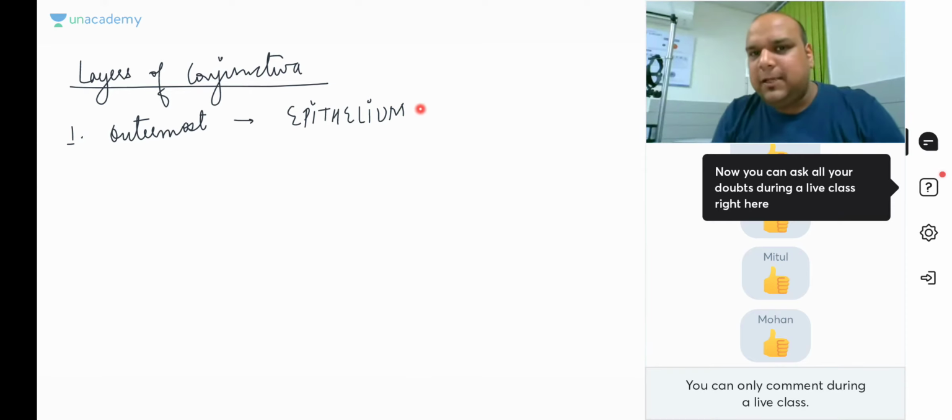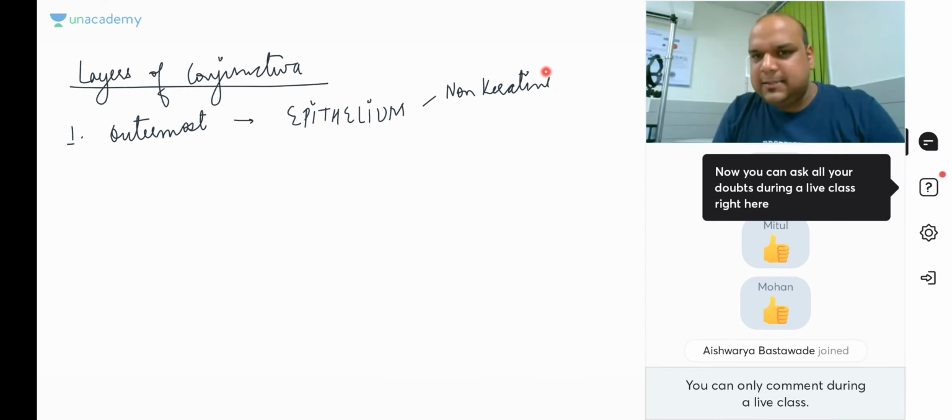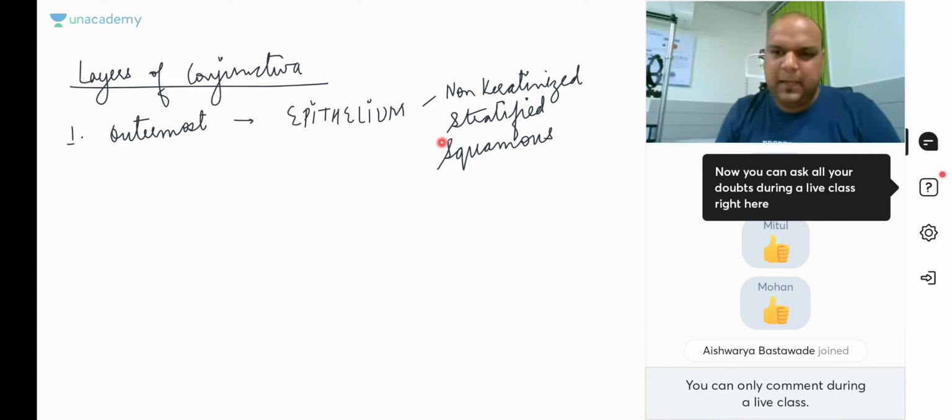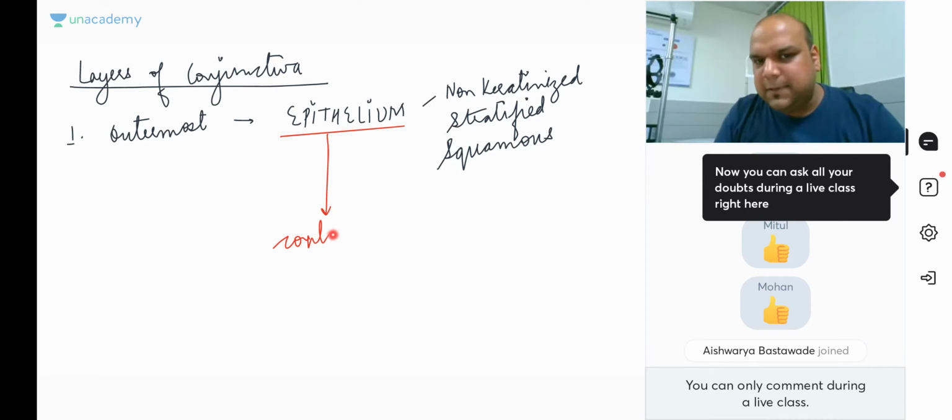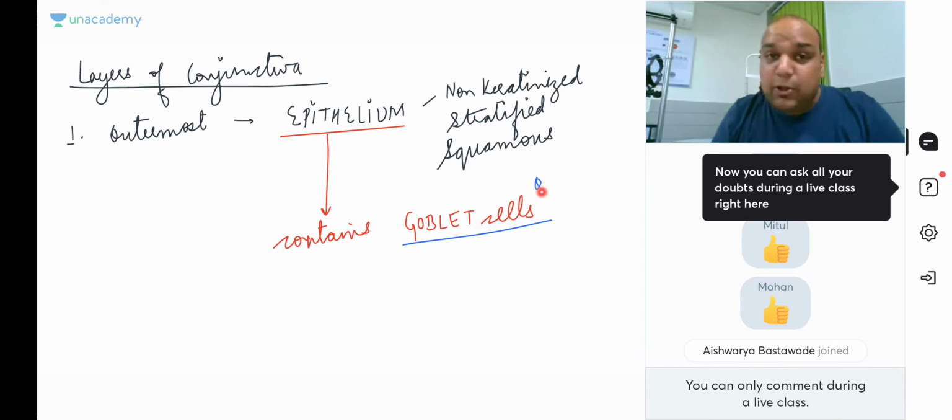And just like the corneal epithelium, this is also non-keratinized stratified squamous. I don't think anybody will ask you this, but just telling you. Important thing is they will ask you that this conjunctival epithelium contains a special type of cell which is called goblet cells. So the question they can also ask you is where are goblet cells present in the eye? They can ask you the reverse question. So the goblet cells are present in the conjunctival epithelium.